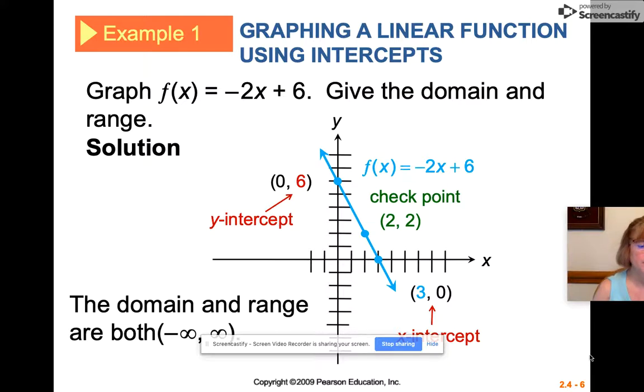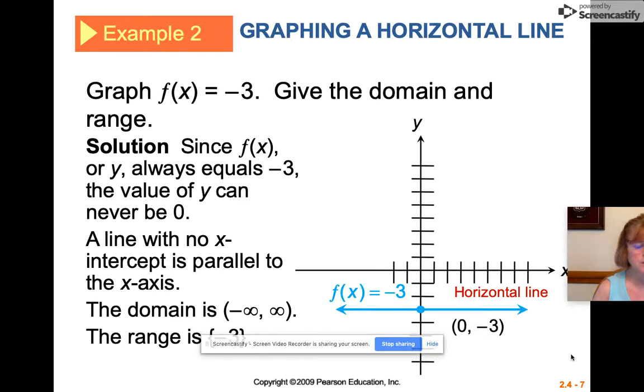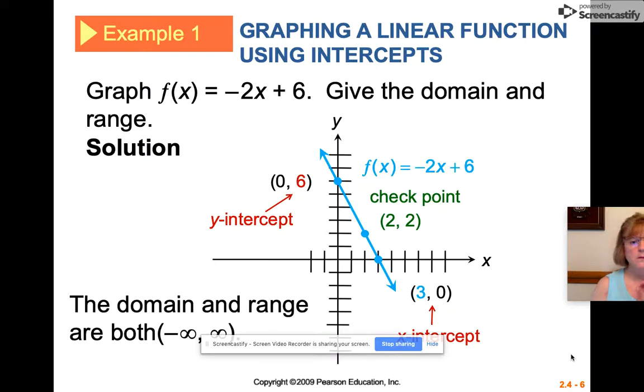Now, domain describes all the x values that can be substituted into the equation, and range describes all the y values that can be substituted into the equation. So if we go back, we can see the domain and the range are both negative infinity to positive infinity. If we look at the equation, there's no values of x that I'm prohibited from using. I can plug any number I want into that equation for x. So I can think of my domain as any number I want, or negative infinity to positive infinity.